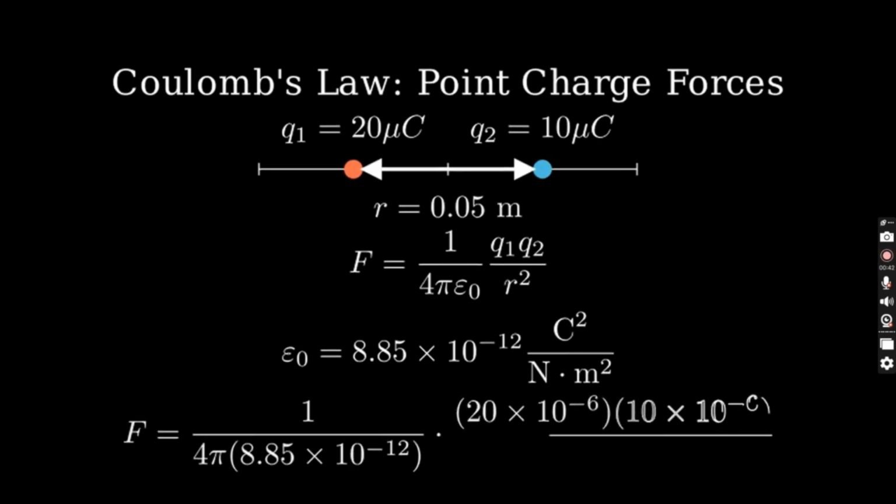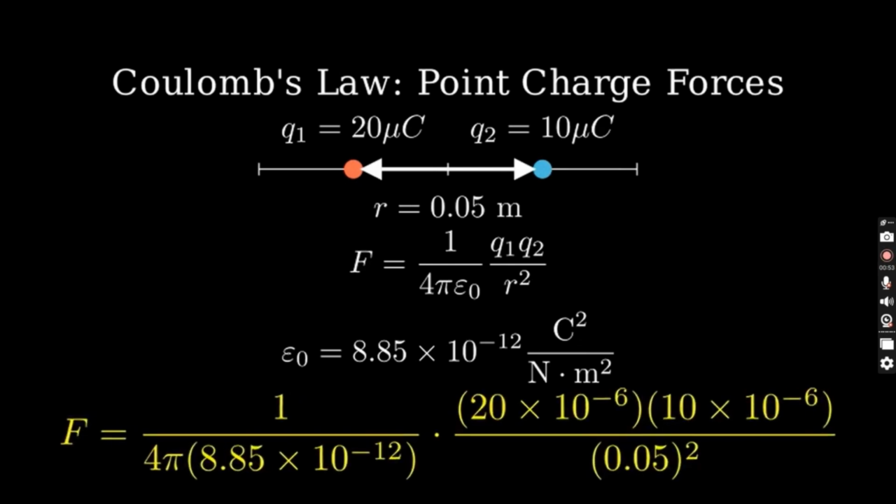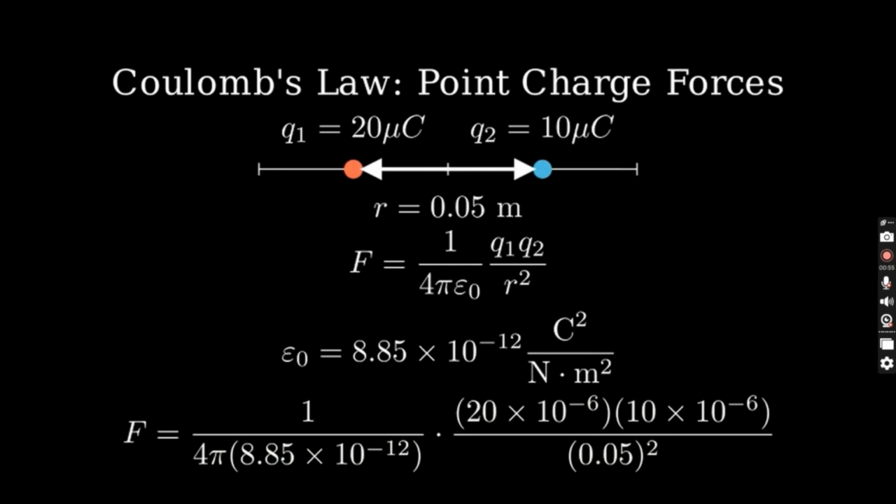For charge 1, we have 20 microcoulombs, which is 20 times 10 to the negative 6 coulombs. For charge 2, we have 10 microcoulombs, or 10 times 10 to the negative 6 coulombs, and our distance is 0.05 meters. Now, let's solve this step by step.